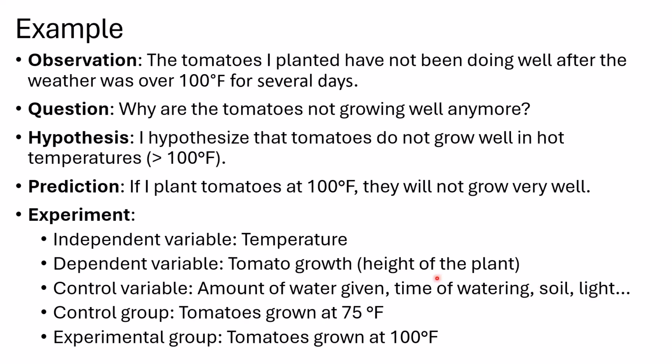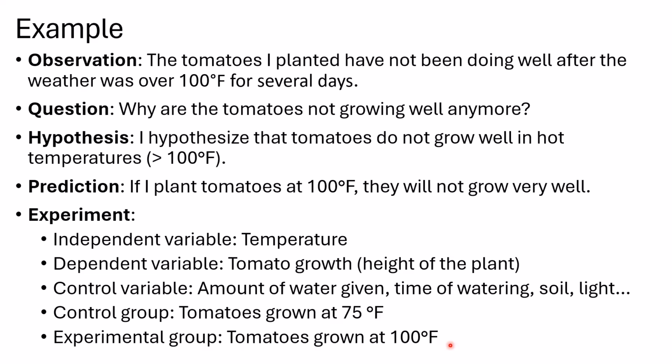For the sake of simplicity, I will just have two groups. My control group would be the tomatoes grown at 75 degrees Fahrenheit. My experimental group would be the tomatoes grown at 100 degrees Fahrenheit. When the experiment is finished, I will compare the growth of the two groups by measuring the height of all the tomato plants. If the height is the same, or the tomatoes grown at 100 degrees Fahrenheit are taller, then my hypothesis is disproven.